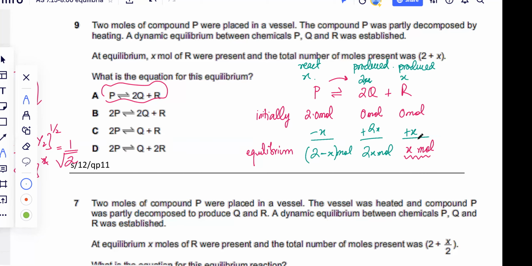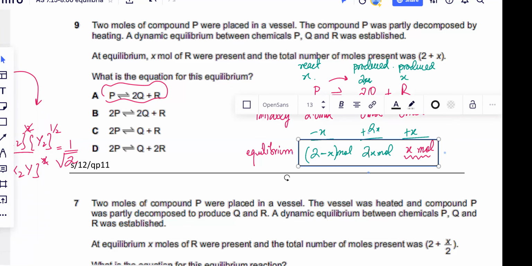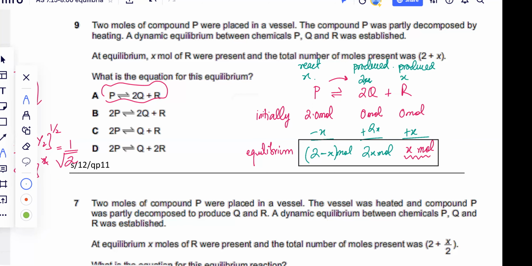There were X moles of R getting produced. There were 2X moles of Q getting produced. And if X moles of R are produced, X moles of P would react over here as well. So it's 2 minus X left over here. The final thing is, he's saying that at equilibrium, the total number of moles present was 2 plus X. So you add them up. What's the total moles? Are you getting 2 plus X?